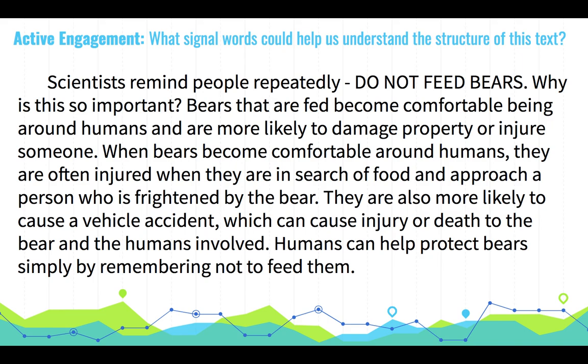So I noticed that this author used a cause and effect text structure here. When humans feed bears, the effect is going to be that bears could approach people, that they're more likely to cause a vehicle accident, or that there could be death to the bear or to the humans involved. So cause being humans are feeding bears, and the effects being negative for bears and humans alike. Cause and effect text structure.